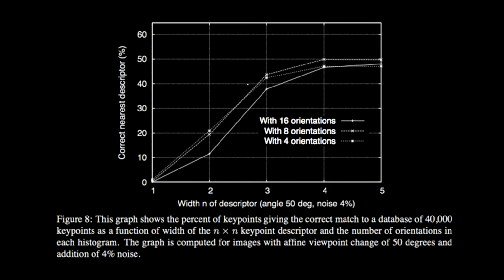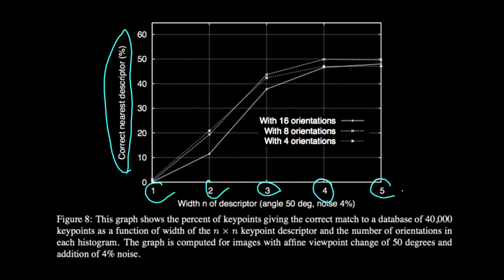Again, the error measure is the correct nearest descriptor percentage. How often is the one that matches best the correct one? All right? And then they varied a couple of things. The first thing that's easiest to see here is this number n. This was the number of those of the histogram that get used.